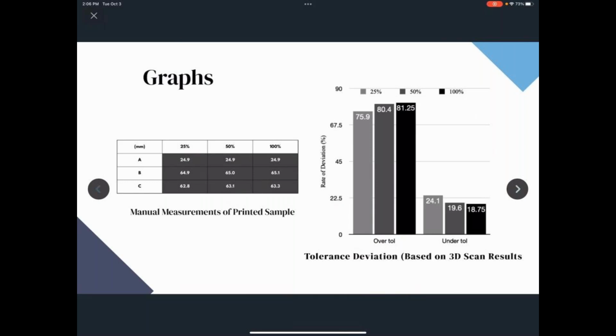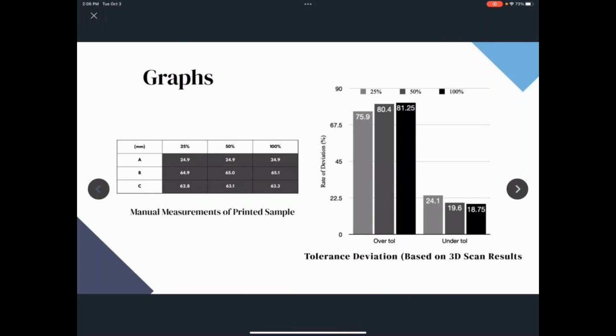And it was expected from the start of our experiment that the 100% would see less shrinkage, as well as it would be constant rather than the 25 or the 50. Moreover, we also manually measured three parts of our U shape.